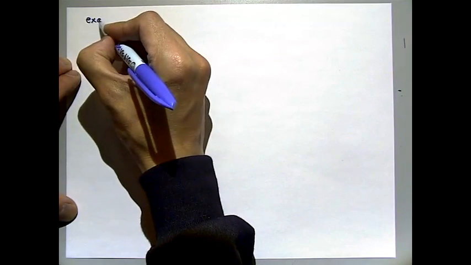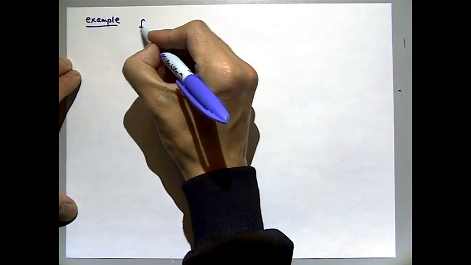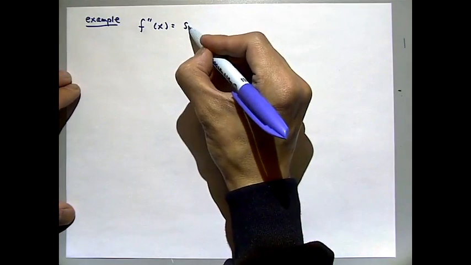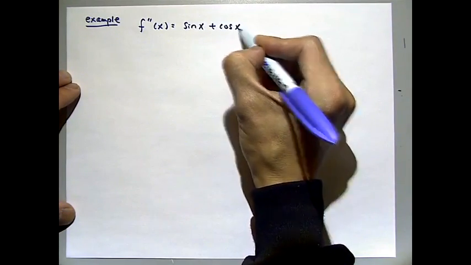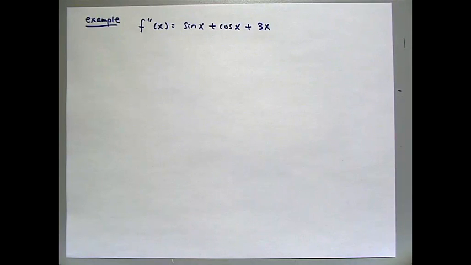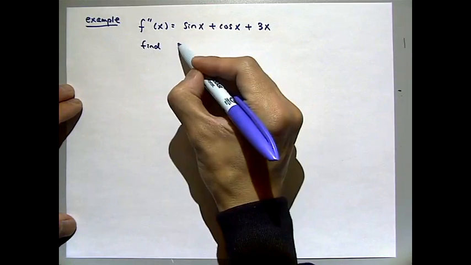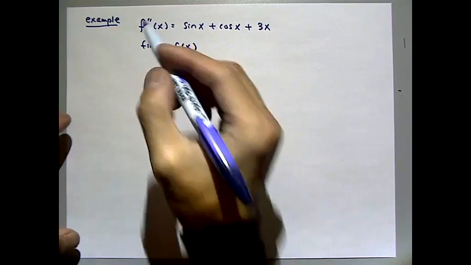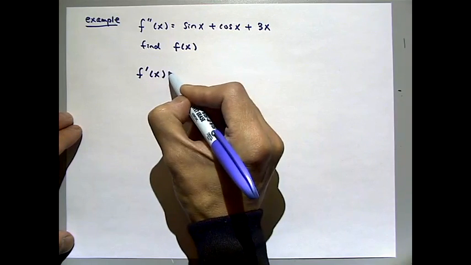Okay, let's check out this next one. You can do the same thing if you have the second derivative of something. So let's say, suppose we have a second derivative of sine of x plus cosine of x plus 3x. Let's find out what gave us that. So some function that when we differentiate twice, we end up getting this thing. All you have to do is go back one step at a time.